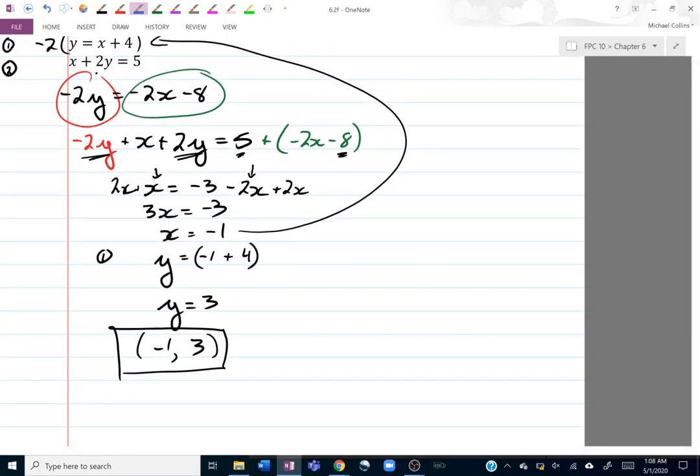I'm going to do this one maybe in blue. I'm going to start over here just so I have more space, because I think this is going to take some space. Structure. I have my y is equal to x plus 4, and my x plus 2y is equal to 5. All of the other ones we've done so far have been in standard form. My bottom equation, which I've called equation number 2, is already in standard form.